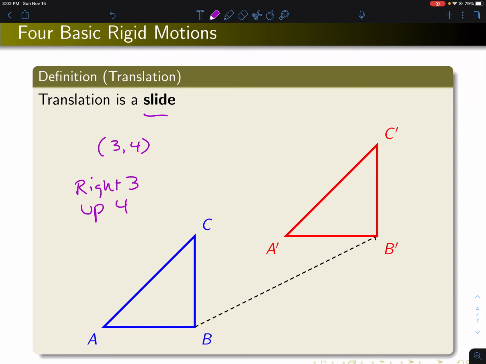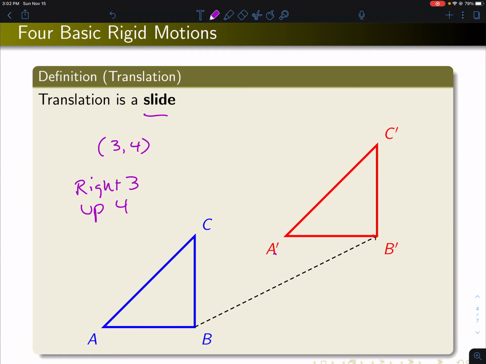So the one thing to notice about a slide is the picture looks exactly the same. I've got the A's over here, the A primes over there. So there's no flipping or anything like that. It's just a straight slide up and down. So it preserves the shape on this side and everything.